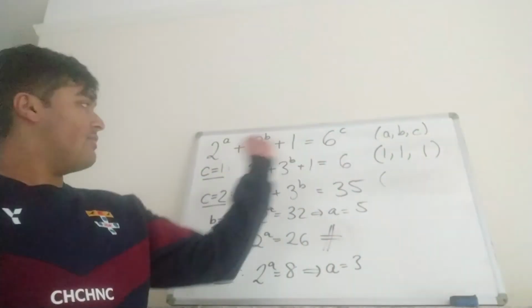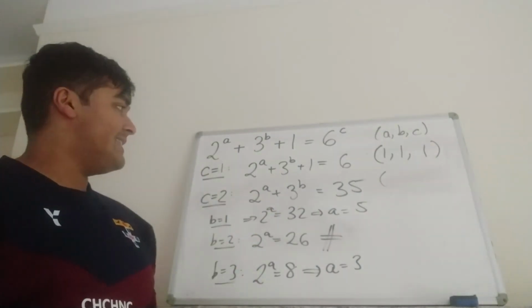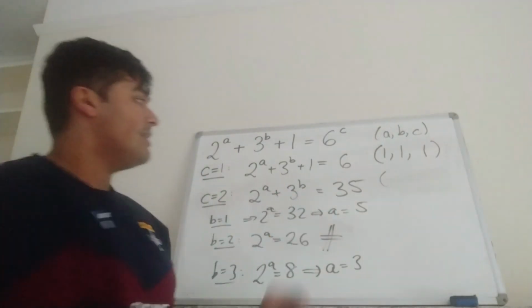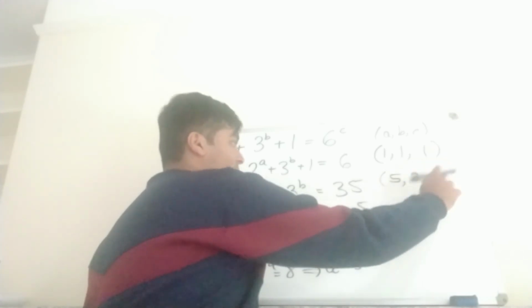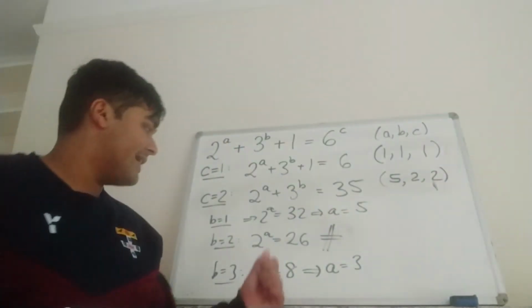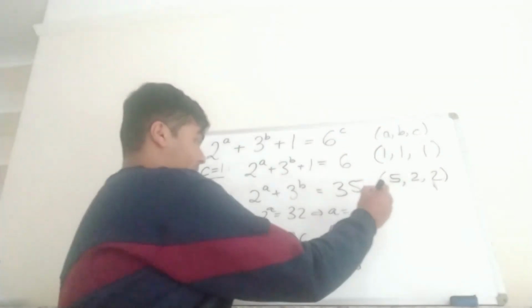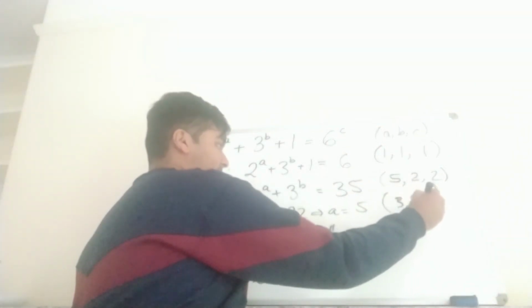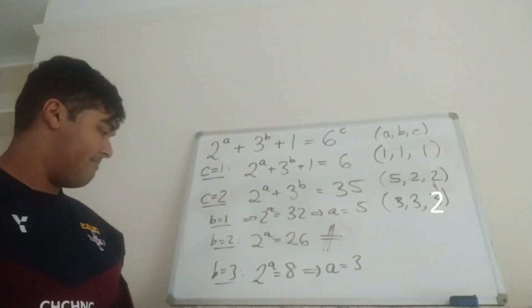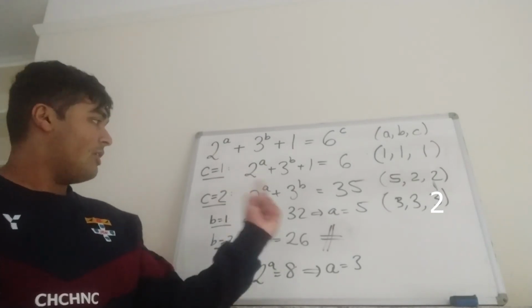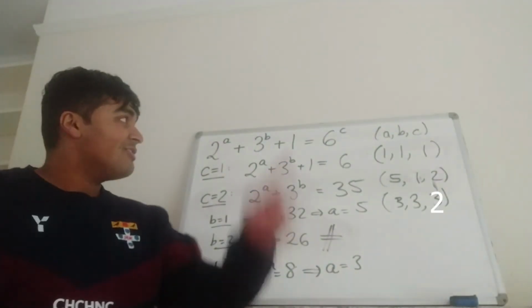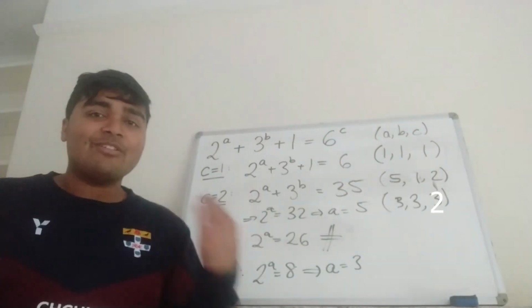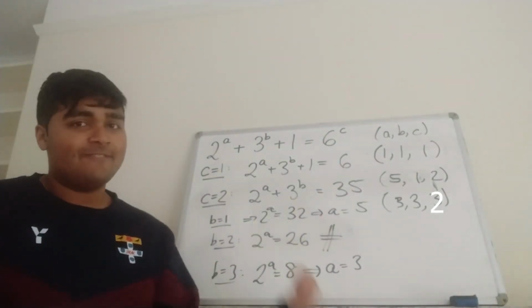So we had 1, 1, 1 from the case c equals 1, and in the case c equals 2, when we split it up into two cases, in one of them we got a is 5, b is 1, and c is 2. And the other one we get a is 3, b is 3, and c is 2. Okay, so those are our three solutions, and those are the only solutions in the positive integers.